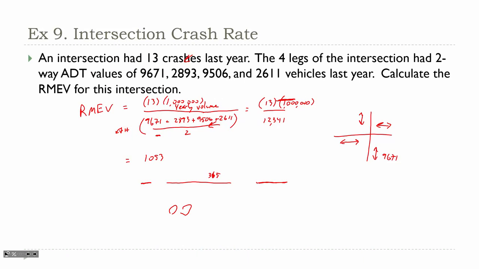Oh, we forgot something. That's daily. We forgot the 365. Is it 12,341 after you divide by 2? Yeah. So divide 1,053 by that. That sounds better. So that's 2.89 crashes per million entering vehicles. That would be a lot of crashes.